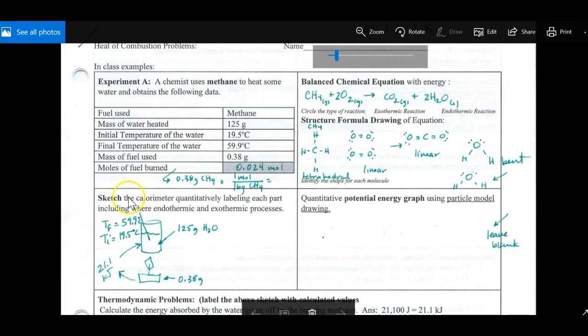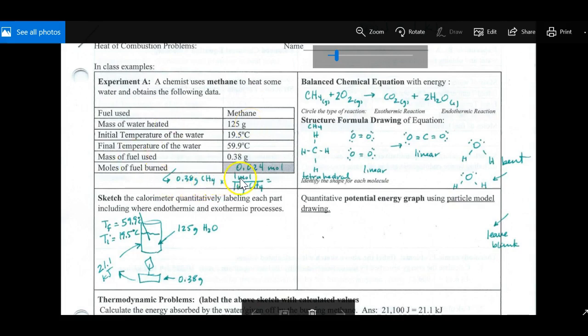The easiest thing for me to do is always to draw a sketch of the lab setup. I have here a container of water. I have 125 grams of water, and it's being heated by methane. I'm told that I have 0.38 grams of methane that I burned. And when I burn that much methane, it heats the water from its initial 19.5 degrees Celsius to 59.9 degrees Celsius. That's all information that I've gotten over here, okay?